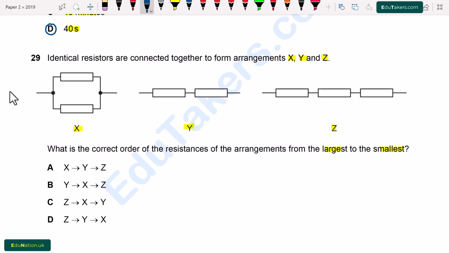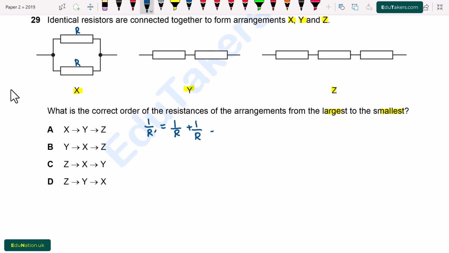In the arrangement X, we can see here there are two resistors. Each of these has resistance R and both of these are connected in parallel. In the parallel combination, the total resistance is obtained by using the formula 1 over R prime is equal to 1 over R plus 1 over R. So it will be equal to R squared over R plus R.